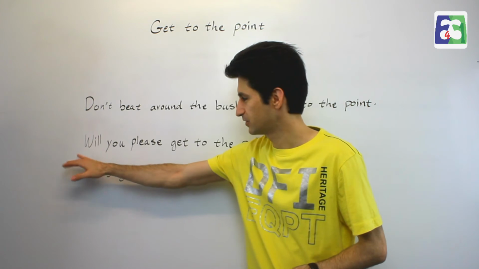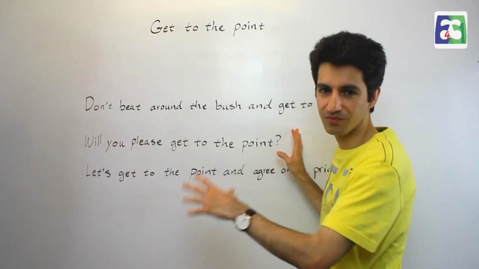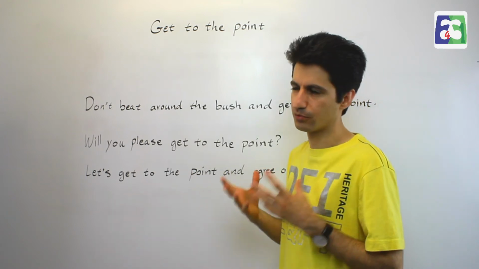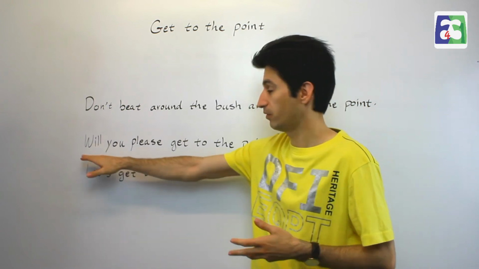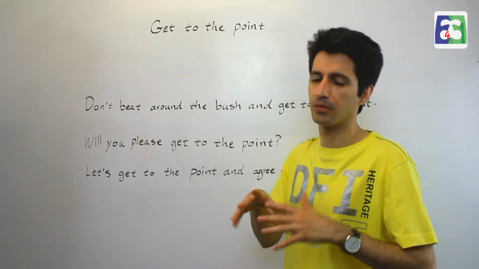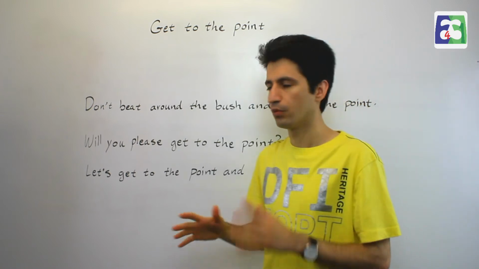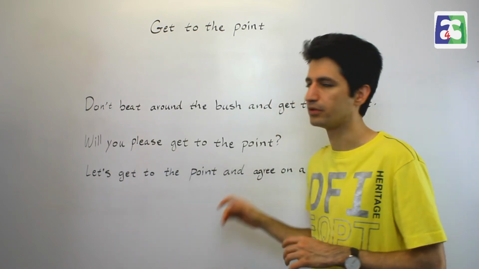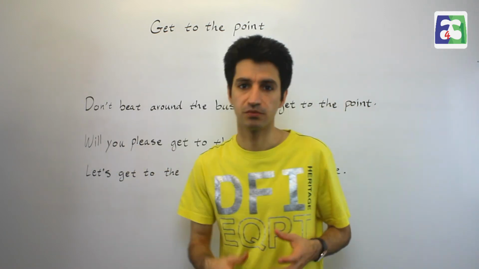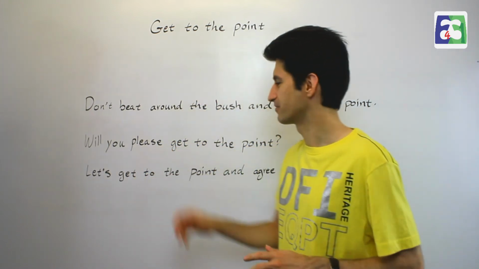Another example is, "Will you please get to the point?" That's the same thing. It's like asking someone to get to the point. That's a bit of pressure, but when we use "will" and "please," that makes it a bit milder and more polite. Will you please get to the point? Or will you kindly get to the point? So that is also asking someone to talk about the main thing and not waste time.